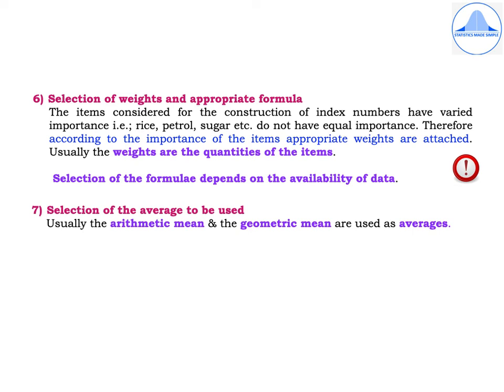The seventh step is the selection of the average to be used. Usually the arithmetic mean and the geometric mean are used as averages in the construction of price index numbers.